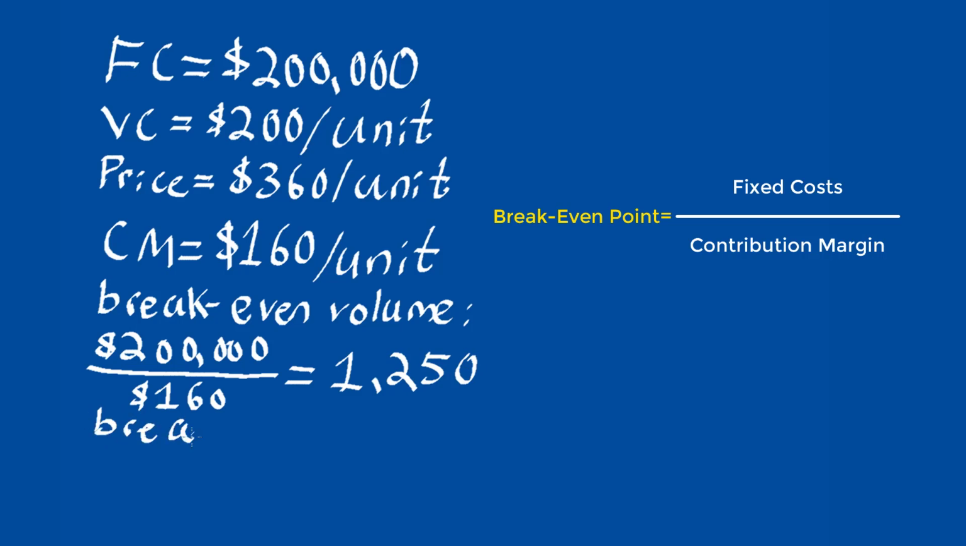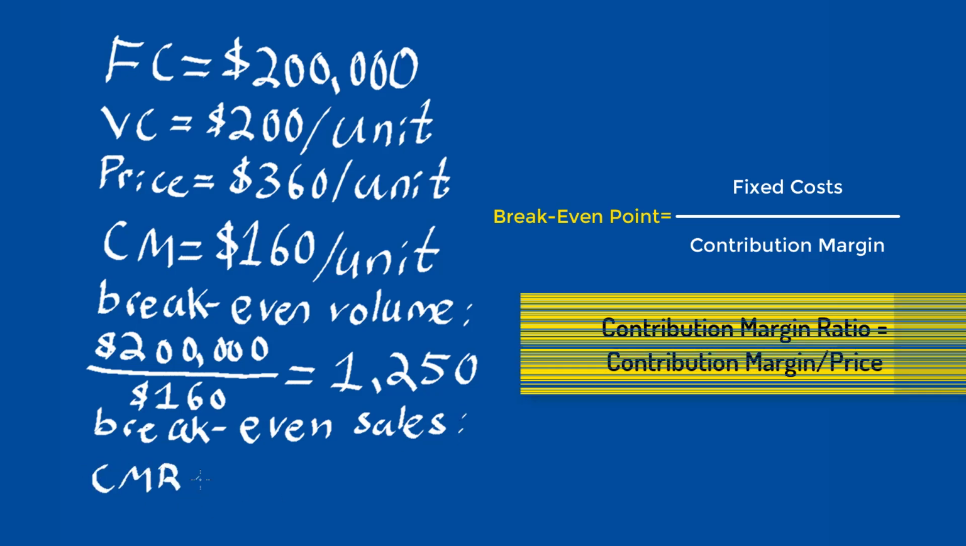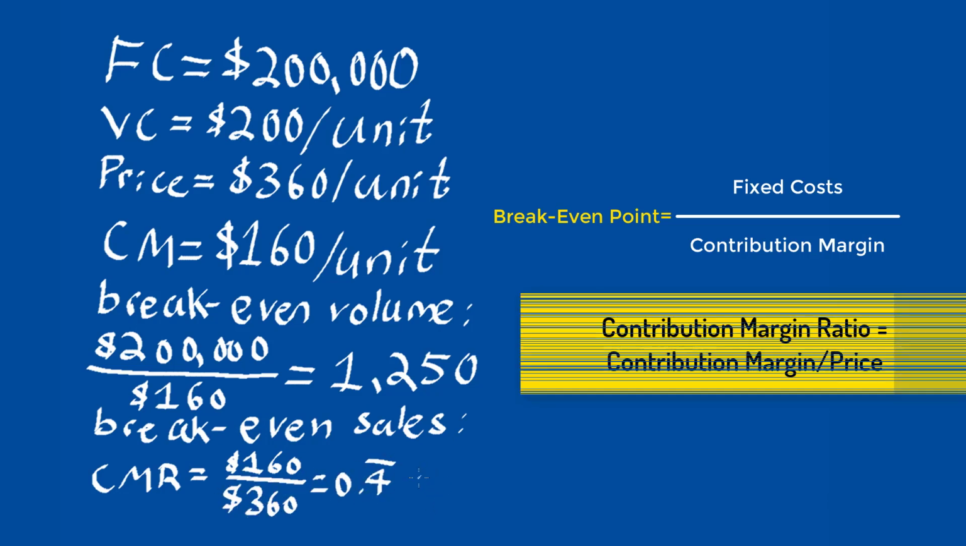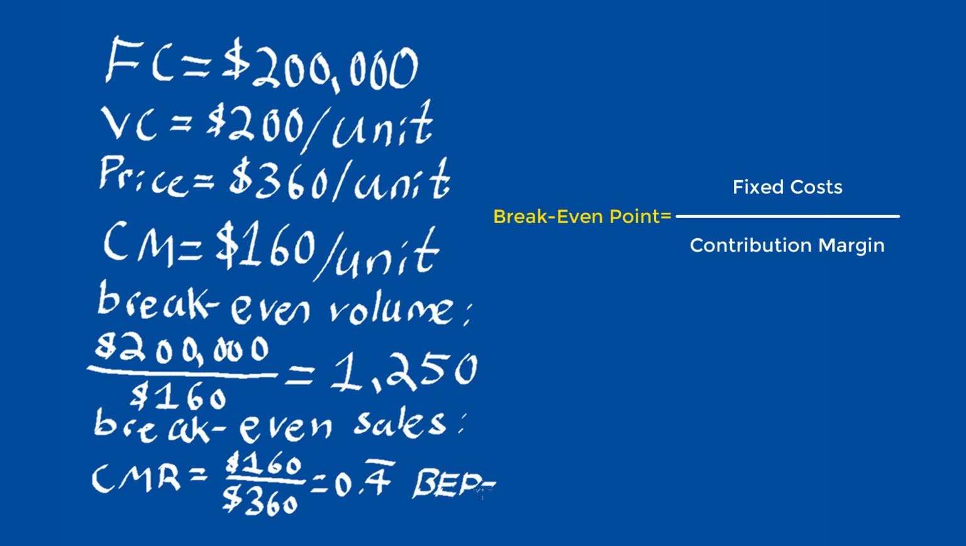In order to determine the break-even level of sales, we must first determine the contribution margin ratio, which is the contribution margin of 160 over the price of 360, giving us 0.4 repeating. To determine the break-even level of sales, we must divide $200,000 by the contribution margin ratio of 0.4 repeating to get a break-even sales of $450,000.